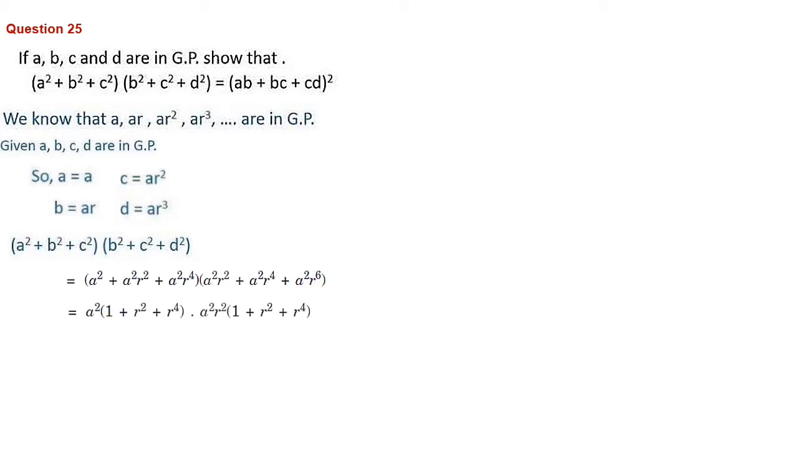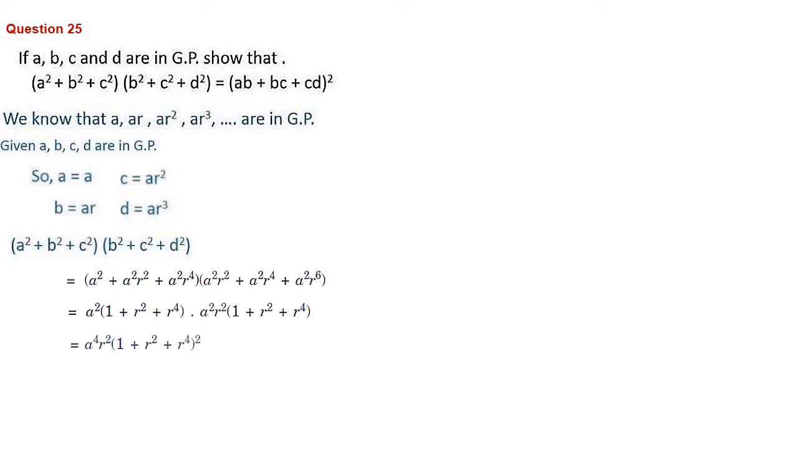Okay, then in the first bracket, a square is common, so we can take it outside. Then 1 plus r square plus r power 4 remains, into, in the second bracket if you check, a square r square is common everywhere. So if you take a square r square outside, in the first term 1 remains, in the second term a square is outside, r square is outside, so 1 plus r square remains. Here a square is outside, from r power 6 r square is outside, which means r power 4 remains.